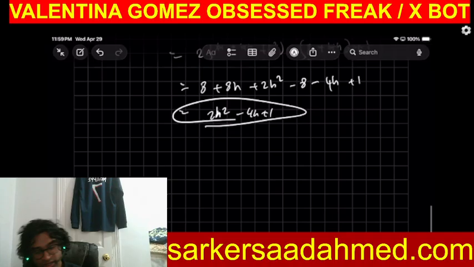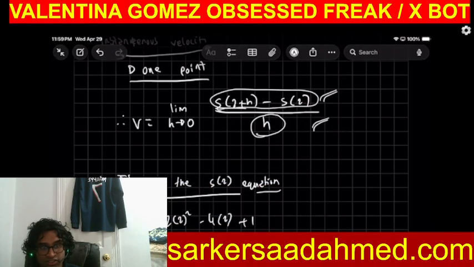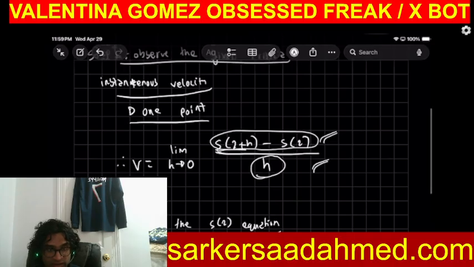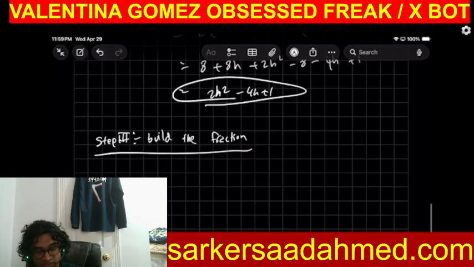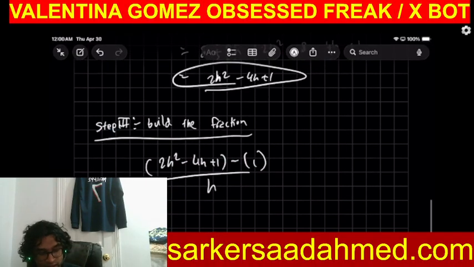Then step 3, build the fraction. The fraction that we have is s of 2 plus h minus s of 2, divided by h. So s of 2 plus h, we have 2h square plus 4h plus 1, minus 1, divided by h. 1 minus 1 is 0, so 2h square plus 4h divided by h, so 2h plus 4.